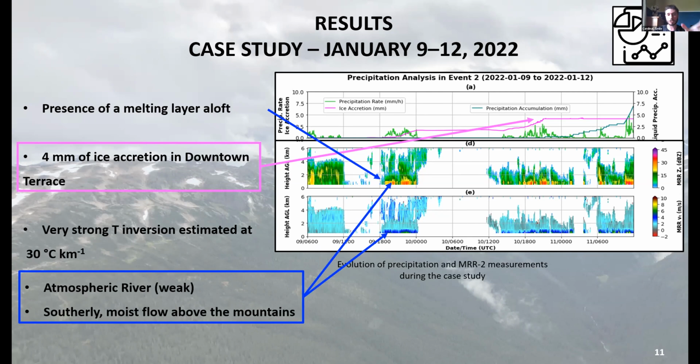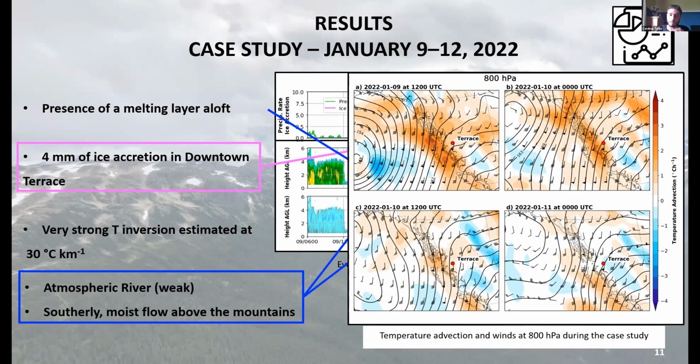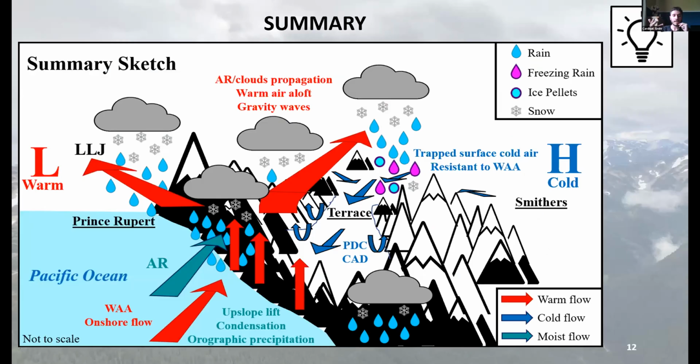This moist above 0 layer, this melting layer, was supported by an atmospheric river. Here I'm showing the IVT maps over the Pacific, and this moist warm air just flowed above the mountain line. At 800 hectopascals, about 2 kilometers above the surface, we have very warm air advection that took place with southerly winds above Terrace. So we see really 2 different scenarios, one occurring above the mountain line and one at the surface. And what stands out is how easily it's possible to form freezing precipitation in the area.